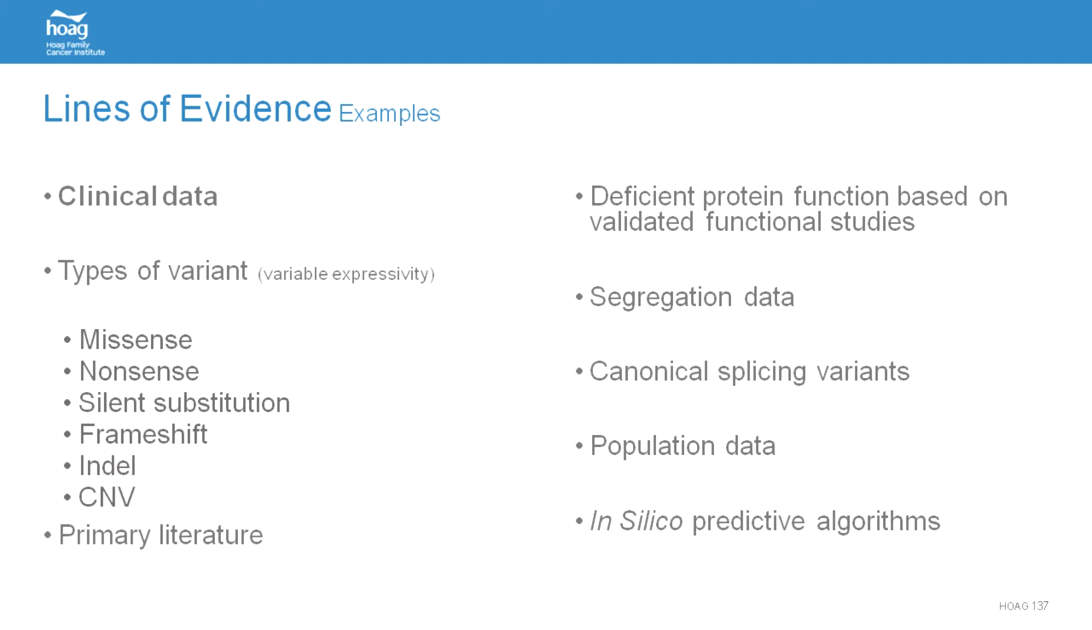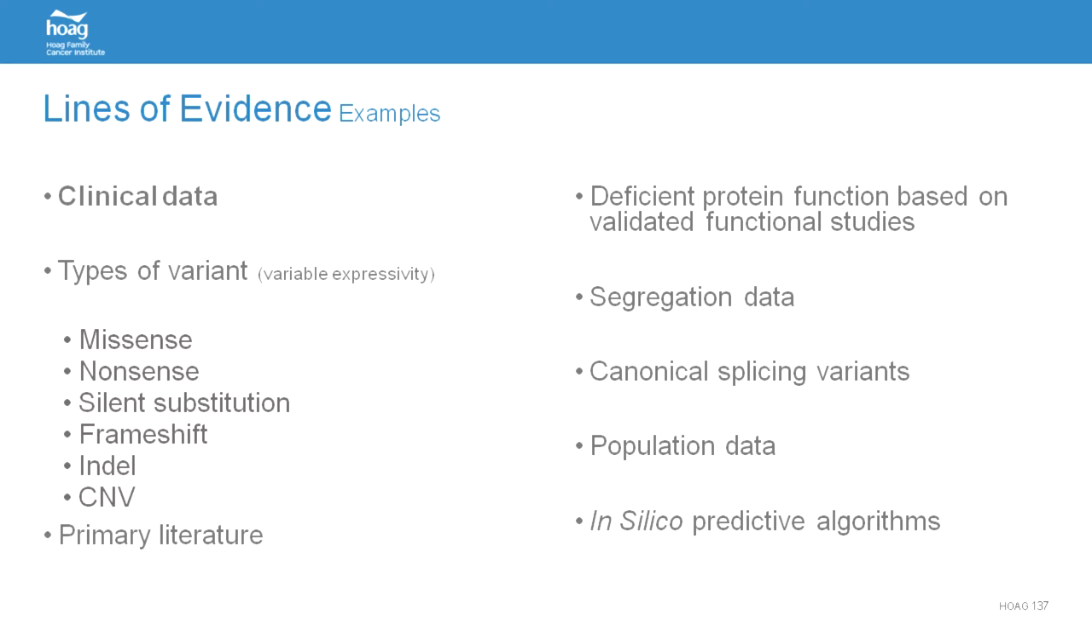Literature, we of course review literature. We go to different sources, PubMed, Google Scholar, or any available tools that we have to look at the primary literature. We also look at functional data. Functional data is also very important when we want to classify a variant. Based on the evidence, we might say this variant could be pathogenic, but functional data is the one that actually shows it affects the protein. So if we don't have any functional data, we cannot say for sure if this variant is pathogenic.